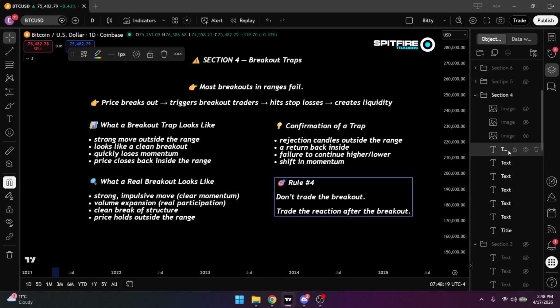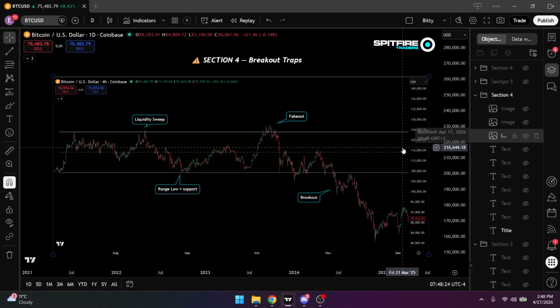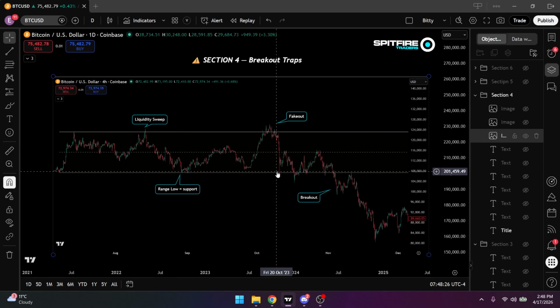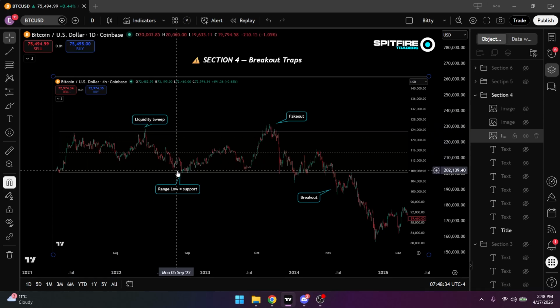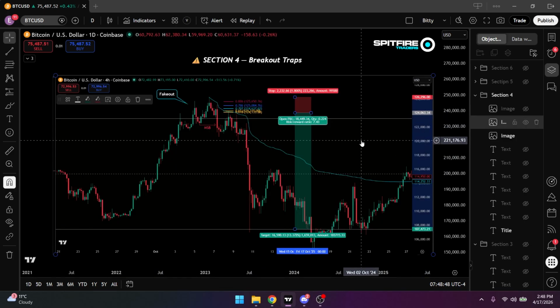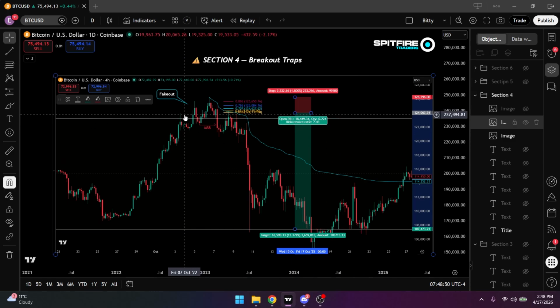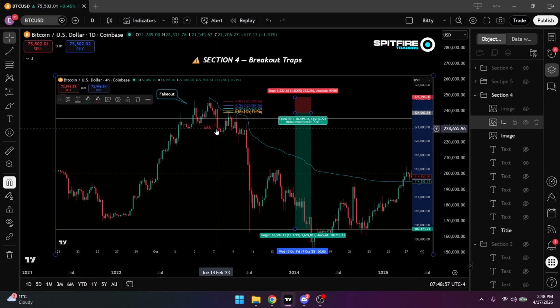Now let's see a few examples. I have here a few images for you. So we have a clear range and we have a liquidity sweep here. Price takes liquidity from the previous high, closes back inside the range, and then rotates back all the way to range lows. But in case of a fake out, we have this example here. Price breaks above range highs, spends some time above it, but then closes back inside the range.